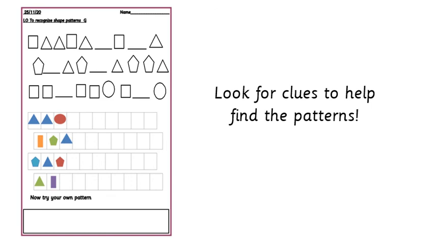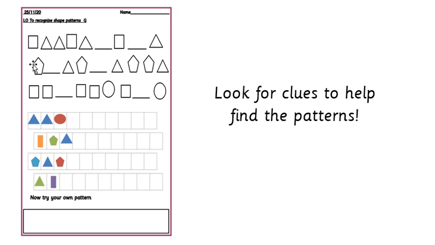Now, for your home learning, in your home learning pack, you'll have a sheet that looks like this. What you've got to do is look for clues to try and work out what the missing shapes are. So let's have a look at the first one. Let's have a look at the pattern. So it goes square, triangle, triangle, square, triangle. What do you think the shape is that goes here that's missing? See if you can follow that same pattern, and it should carry on the same pattern all the way along.